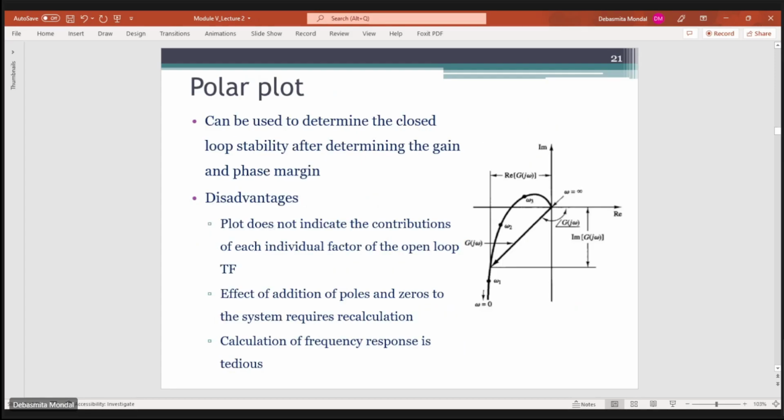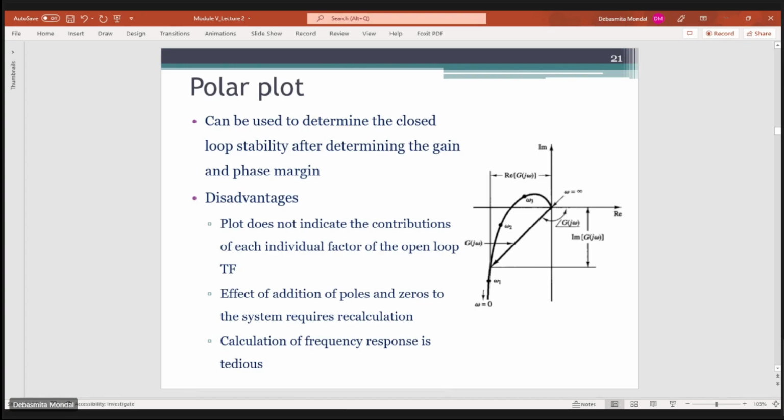Now, this polar plot can be used, like the Bode diagram, where we found the gain margin and phase margin to analyze the stability of the system. If this is a polar plot, you have a real axis, the x-axis, and an imaginary axis, the y-axis. This polar plot can also be used to determine the closed loop stability of a system similarly, by determining the gain margin and the phase margin.